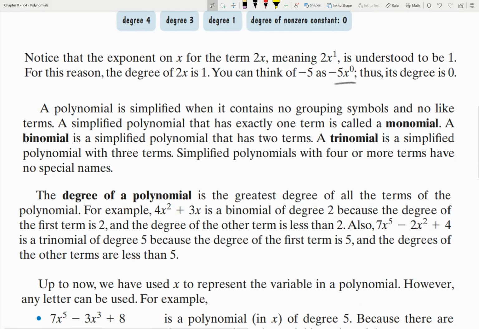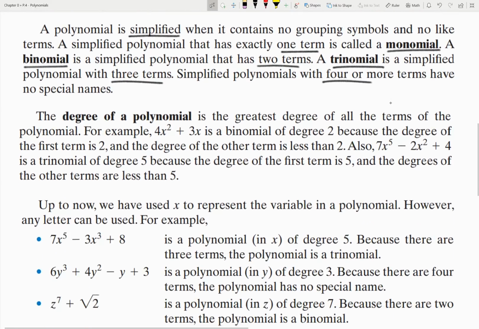So let's talk a little bit about some more vocabulary here, and something called being simplified. A polynomial is simplified when it contains no grouping symbols, no parentheses, and no like terms. A simplified polynomial that is exactly one term is called a monomial. A binomial has two terms. A trinomial has 3 terms. If it's 4 or more, we don't give it a special name. We just say polynomial of 4 terms, 5 terms, 6 terms, 7 terms.